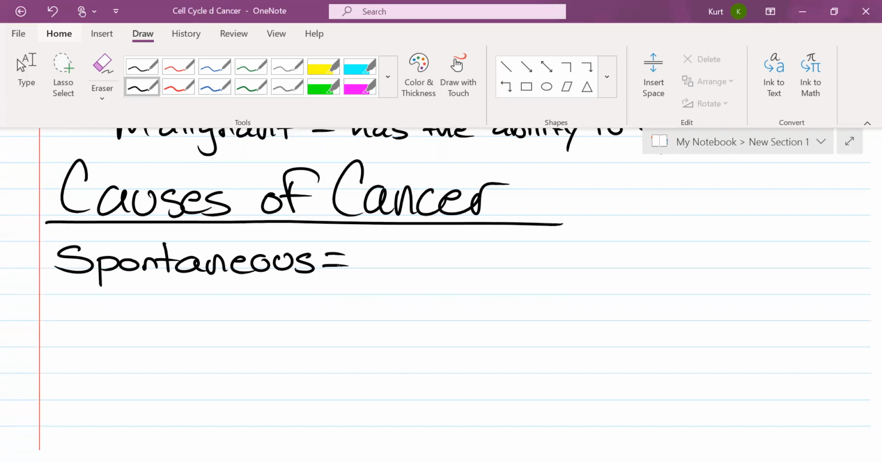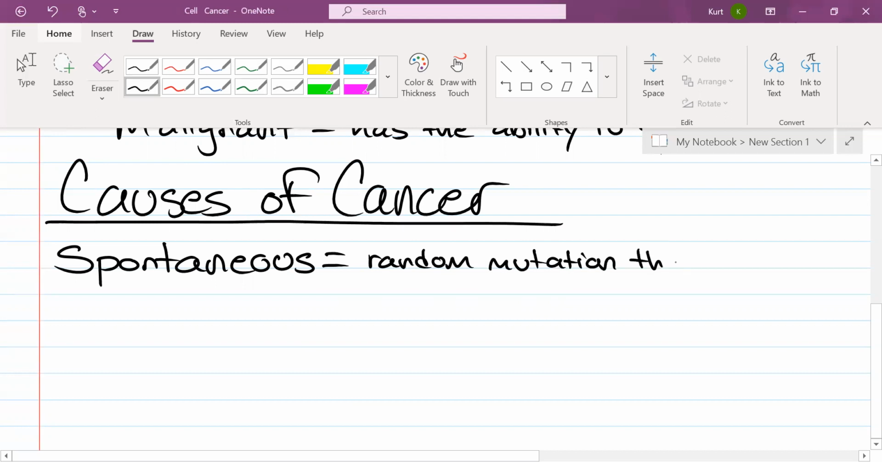So spontaneous simply means that you get a random mutation, totally random, that leads to cancer.